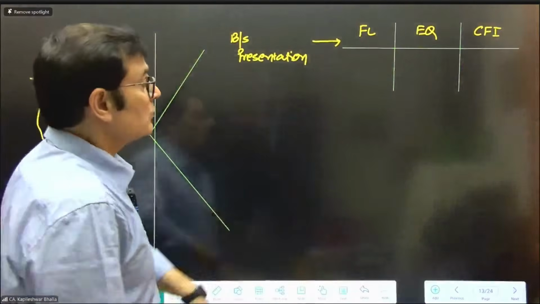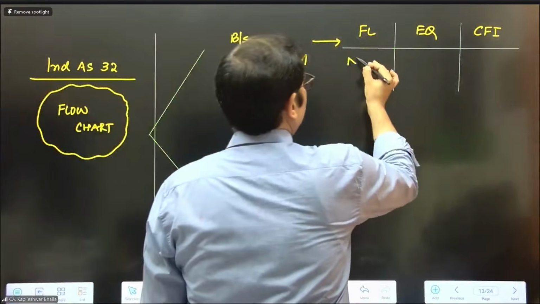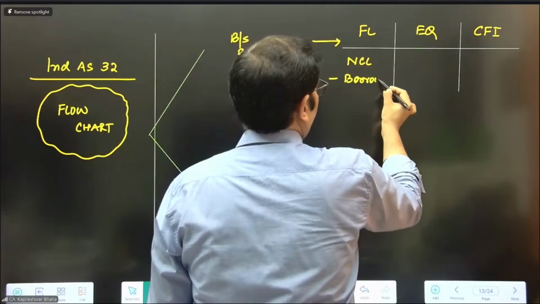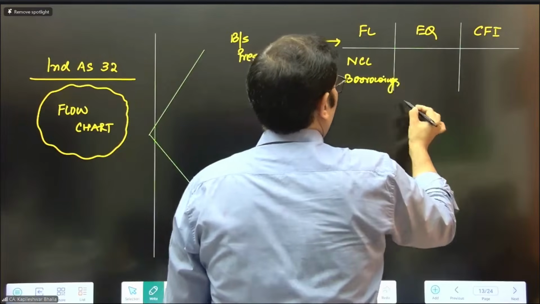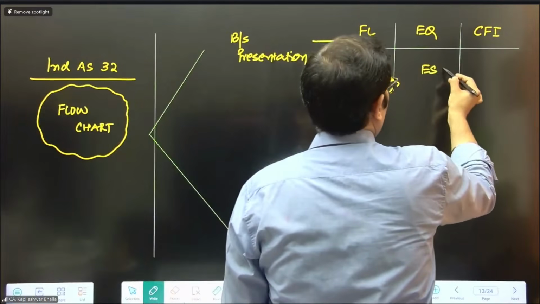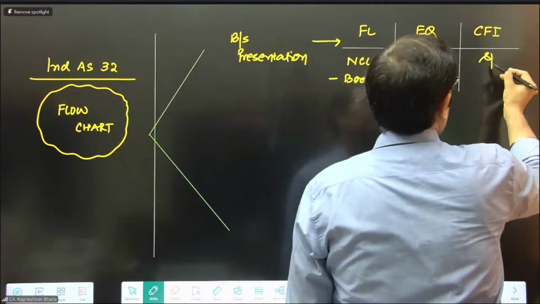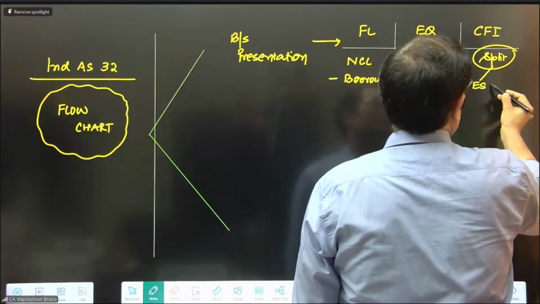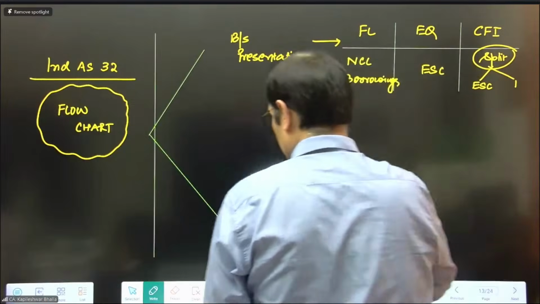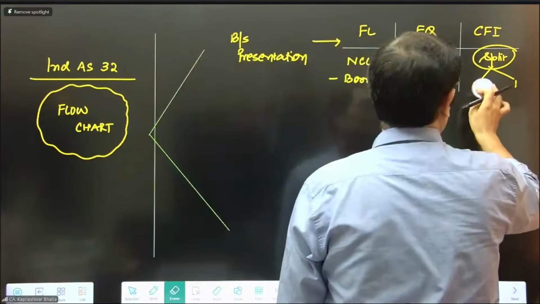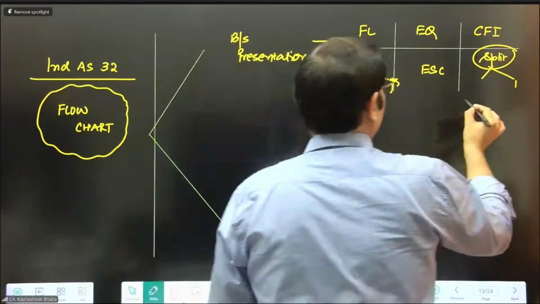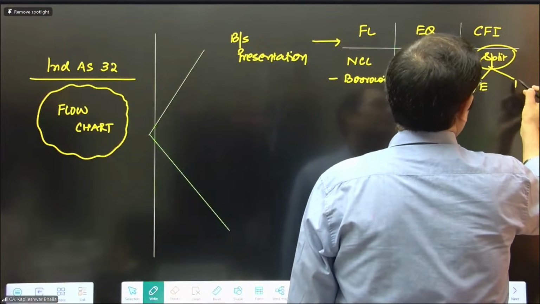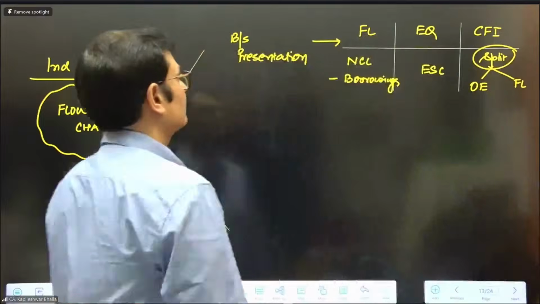When it comes to financial liability, it is part of the non-current liability and it becomes a case of borrowings. When it is equity, you present it in equity share capital. And when it is compound, you do the split accounting and it is shown as a part of the other equity as well as the financial liability.